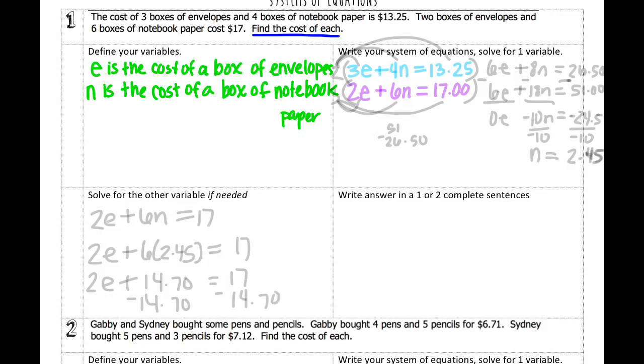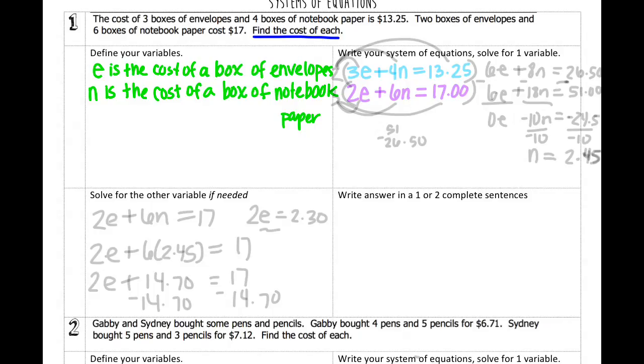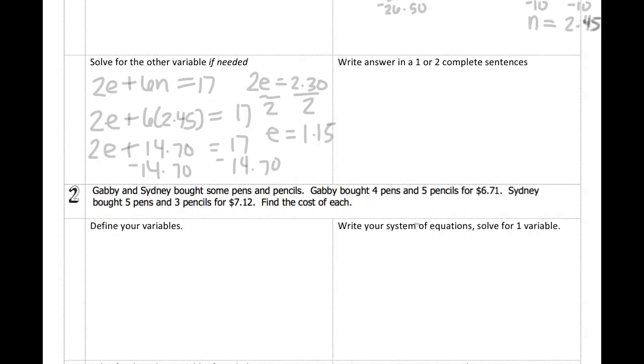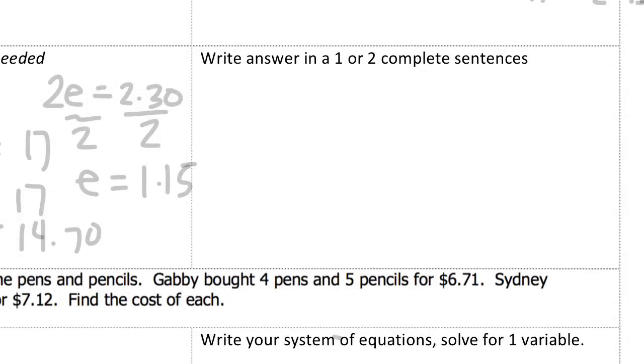Again, I suggest you use your phone calculator if you have it. And this leaves me with $2.30. So I have 2e equals 230, which means if I divide by 2, that e actually equals $1.15. So I need to write this in a complete sentence now. So if I come over to this side, so I just found out that a box of notebooks costs $2.45 and a box of envelopes costs $1.15. So that's what I'm going to write.